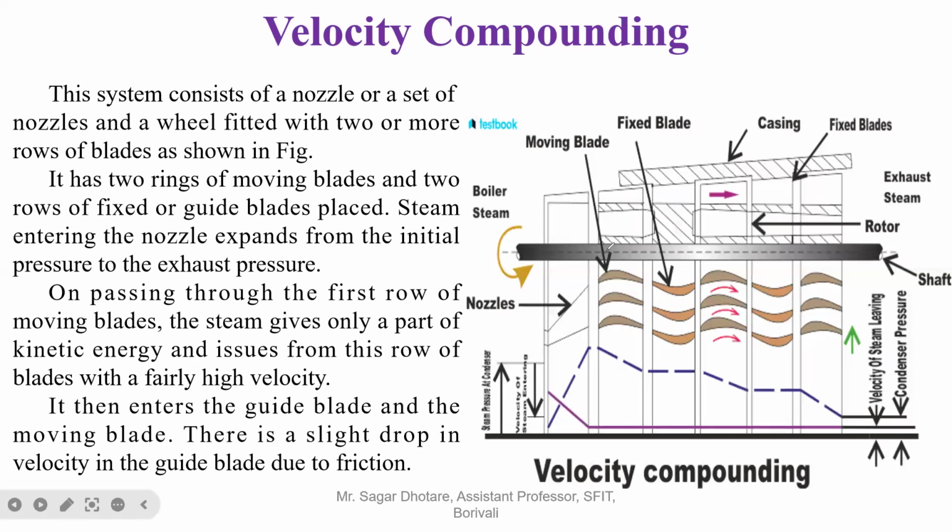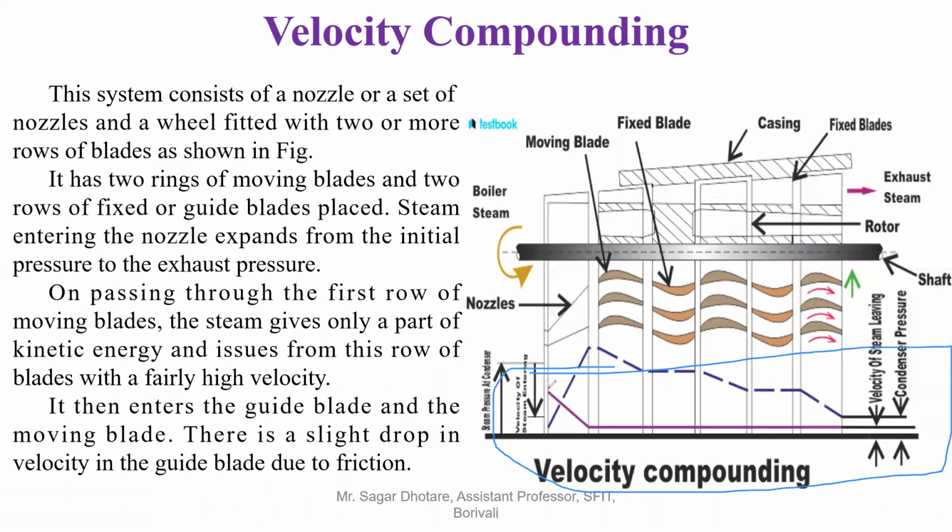Just a minute, I will highlight that region. In this region, you can see that initially the pressure drops when the steam enters the first blade set. After that, the pressure is kept constant. Due to the decrease in pressure in the nozzle, the steam acquires a very high velocity, and this high velocity steam first enters the row of moving blades.